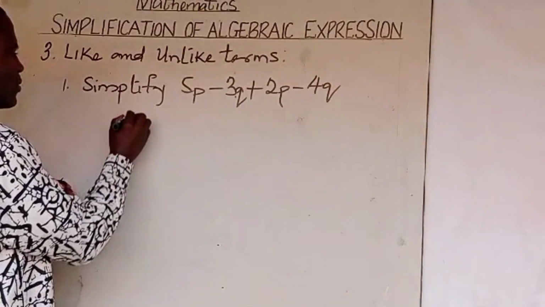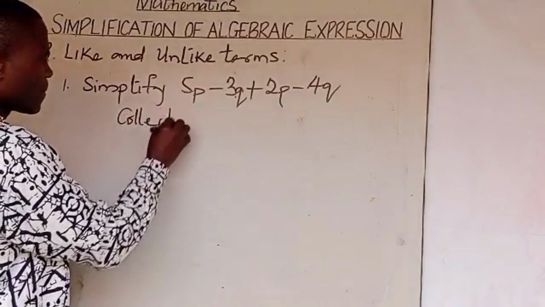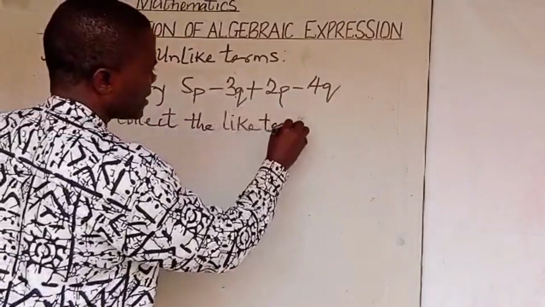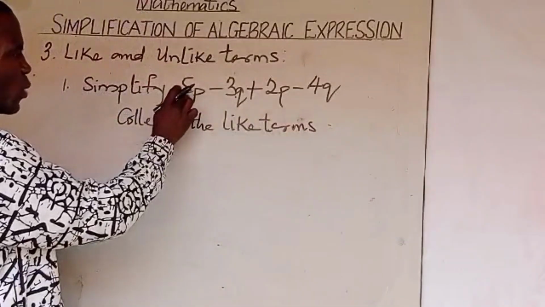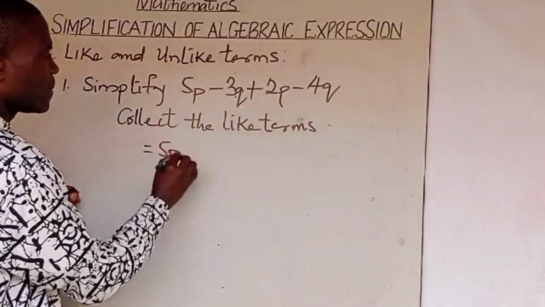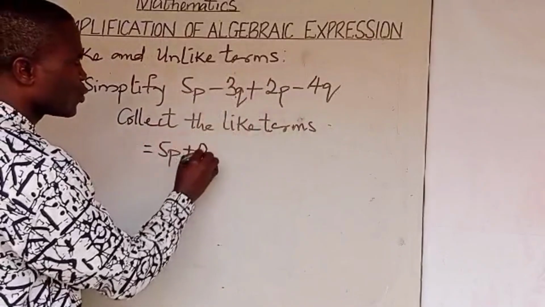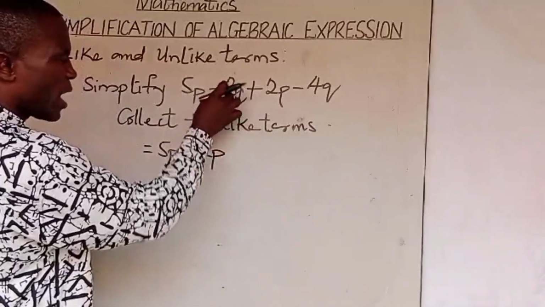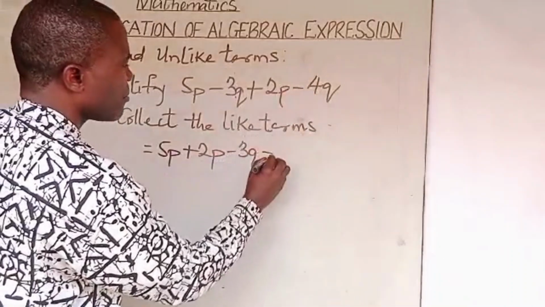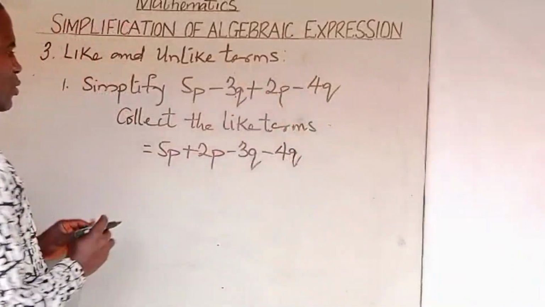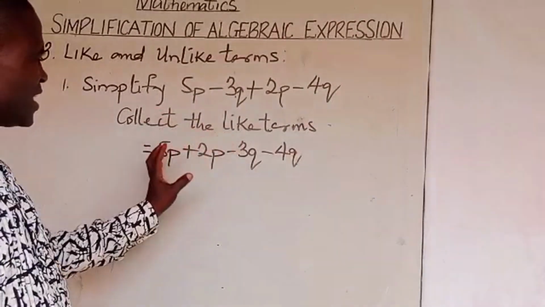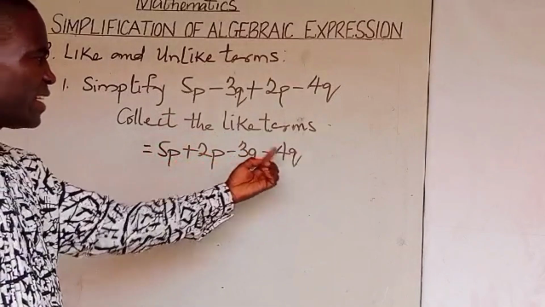And so we want to collect the like terms. So I'm going to take this one. This one is like with this. So I will carry 5p, liken it with plus 2p. Then I'm going to take this one, minus 3q, is like with minus 4q. So this is collecting the like terms. This and this, they are like. This and this, they are like.